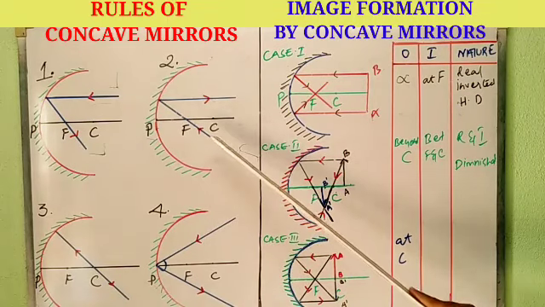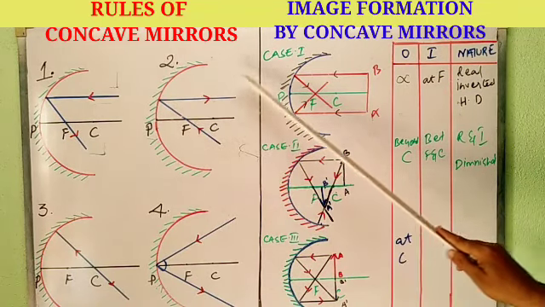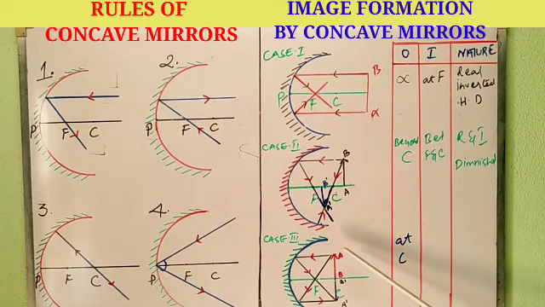If it is passing through focus, according to rule 2, it goes parallel to the principal axis. This is passing through focus and this is going parallel to the principal axis. So this is the incident ray and this is the reflected ray. It is going towards the mirror and this is going away from the mirror. These 2 rays are the reflected rays for ray 1 and ray 2. These 2 rays are meeting at this point C.